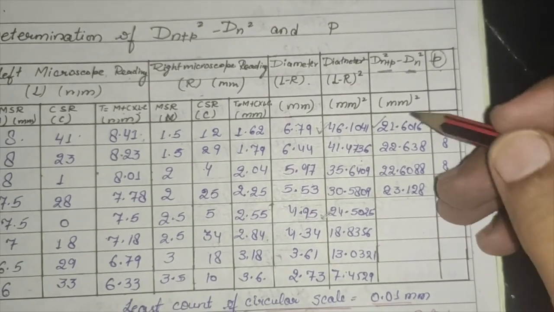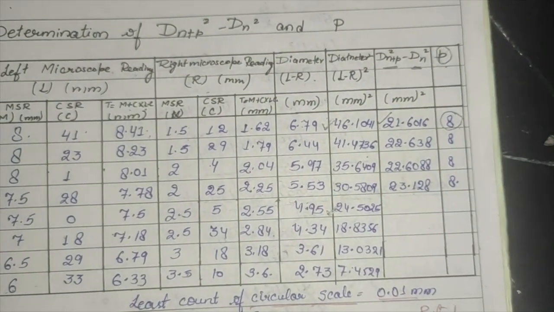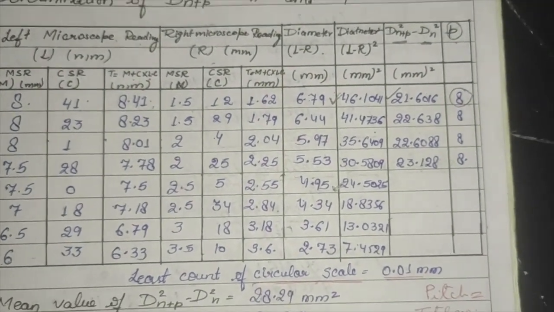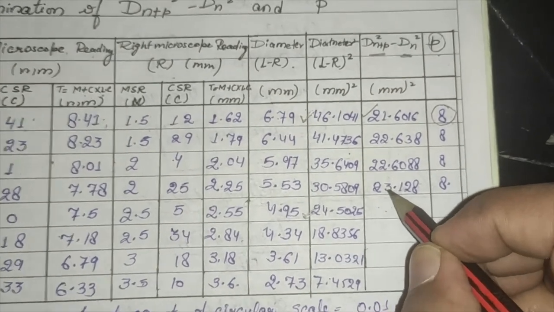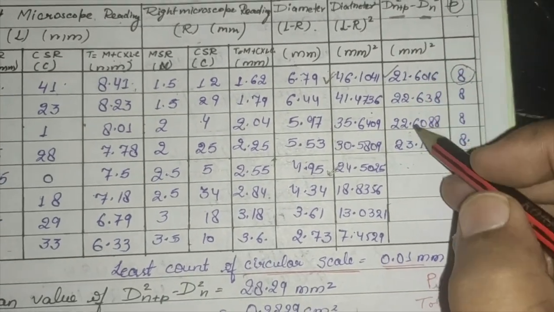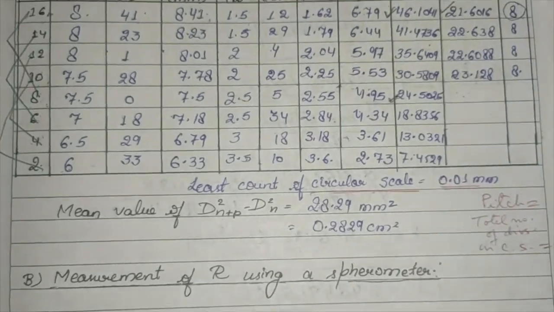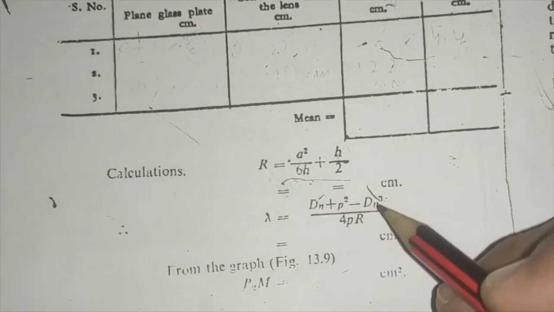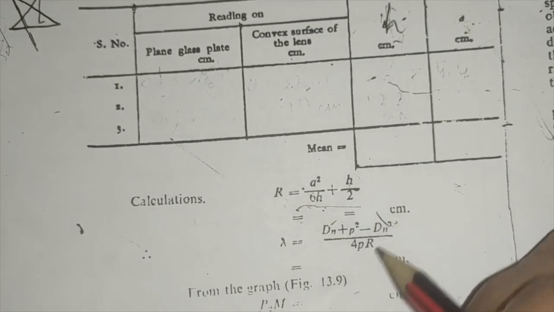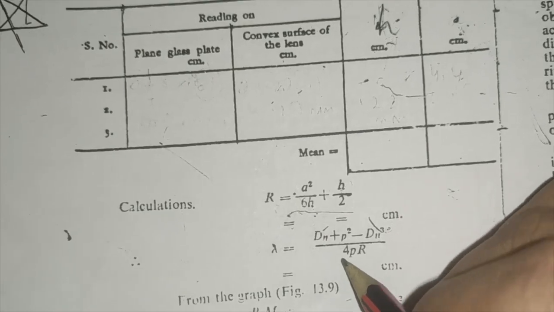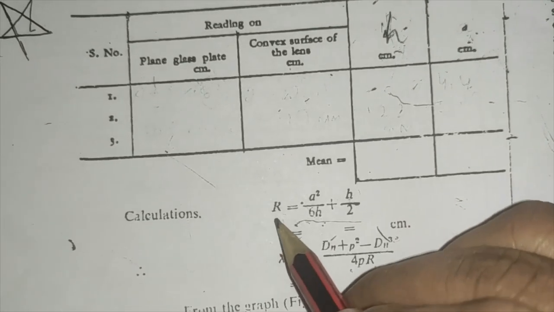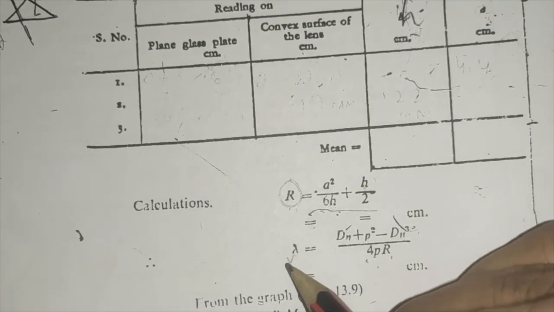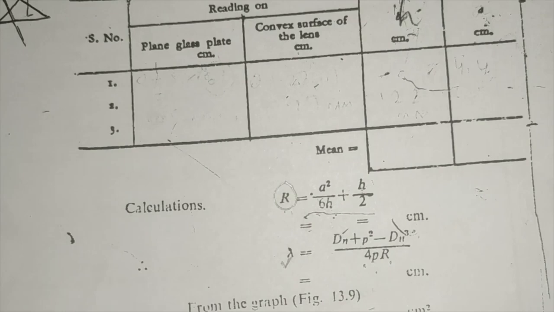Okay? So if I divide it by 8, I'll get the width of the ring, the diameter of the ring. Then I'll take the mean of this, because all these have to be the same. The formula I'm going to use is Dn square minus Dp square. I can get the mean of this value and put it here. P I know is 8, 4 is the constant quantity, and R I am going to find out using the spherometer. Then I can find the wavelength of the sodium light.